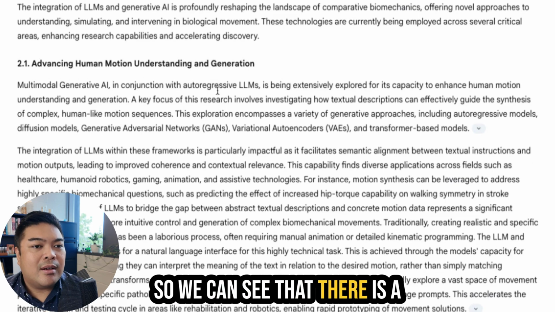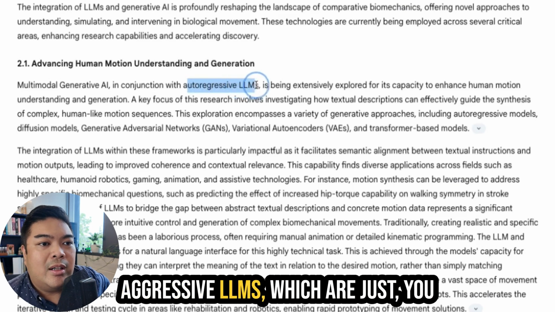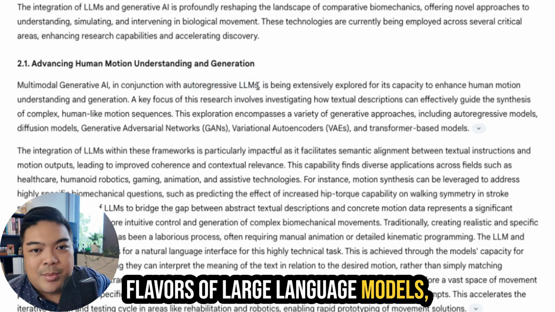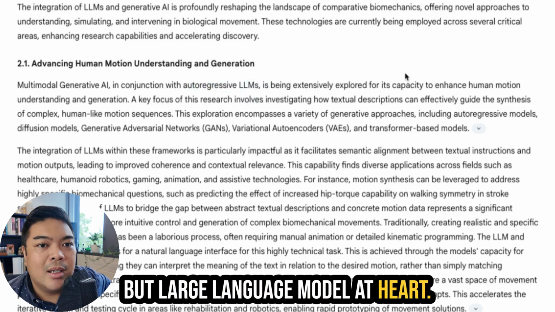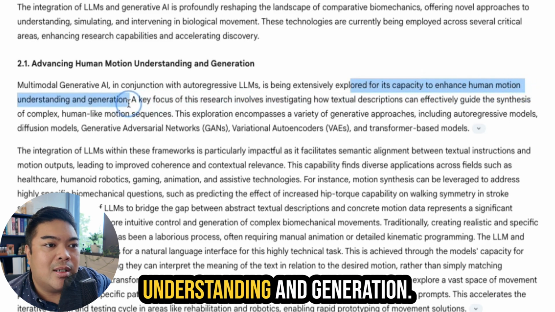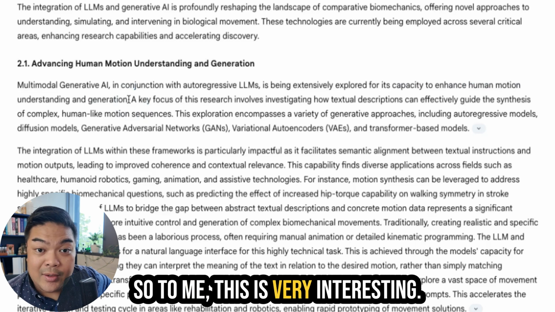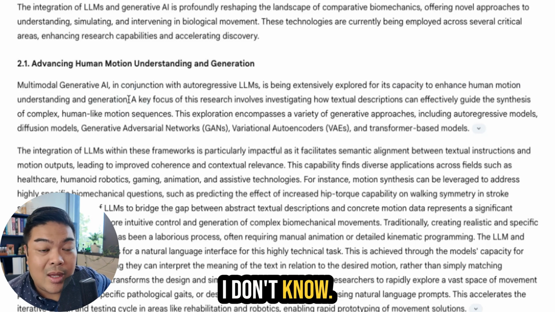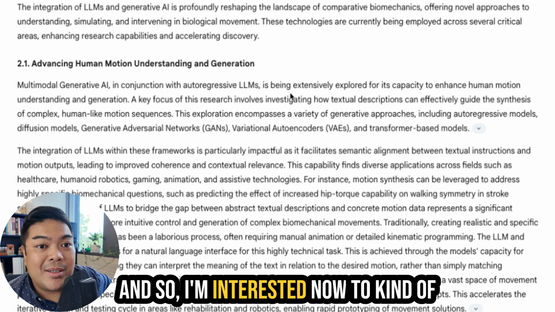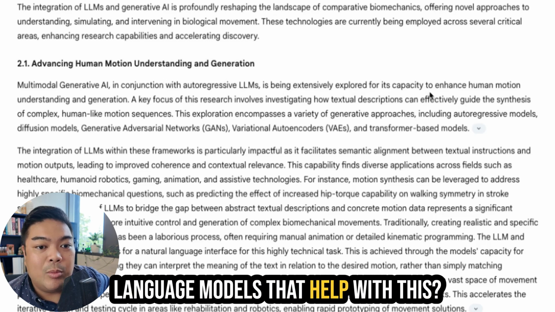So we can see that there is a multimodal AI. It's using autoregressive LLMs, which are just specific kinds or different flavors of large language models, but large language model at heart. It is explored for its capacity to enhance human motion understanding and generation. Okay, so to me, this is very interesting. I don't know if Gemini is lying to me or not, and so I'm interested now to kind of figure out, are there actually large language models that help with this?